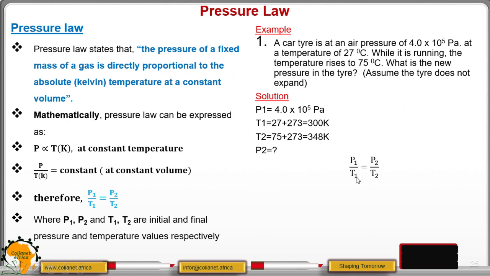We have seen that P1 over T1 is equal to P2 over T2. So when you substitute the values, this is 4.0 times 10 to the power 5 divided by 300. Then to get P2, you multiply through by 348. By so doing, you find that your P2 is 4.64 times 10 to the power 5 pascals.